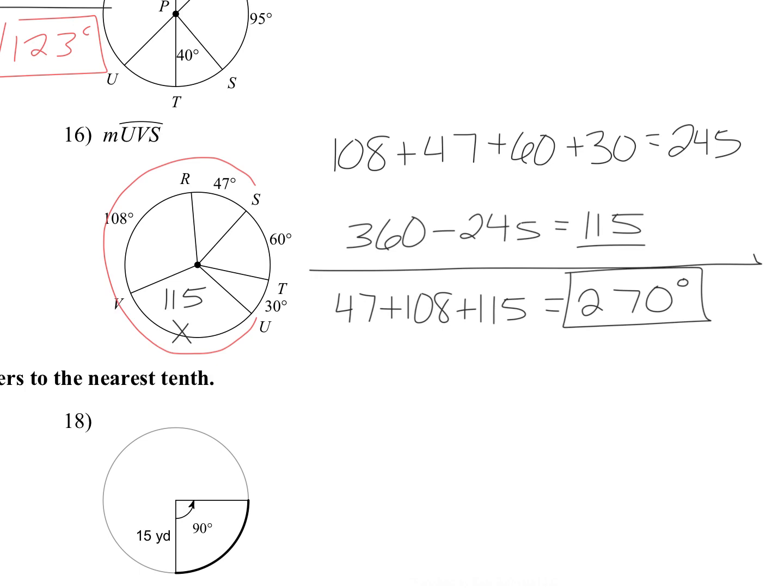So there's two things that can help you. The diameter, because it equals what? Diameter is 180. And then we know all angles add up to 360. So use those two clues to help you. Questions on those? All right, let's look at the arc length.